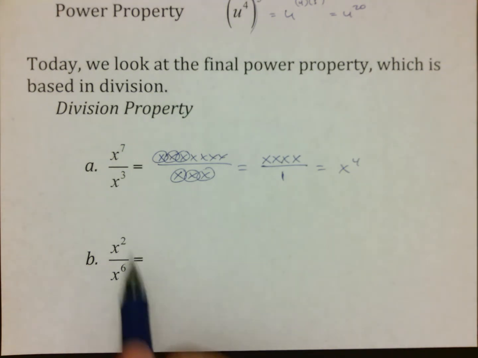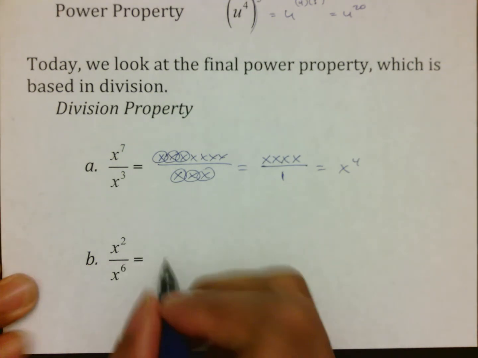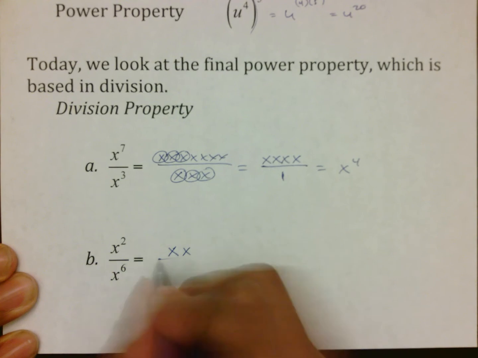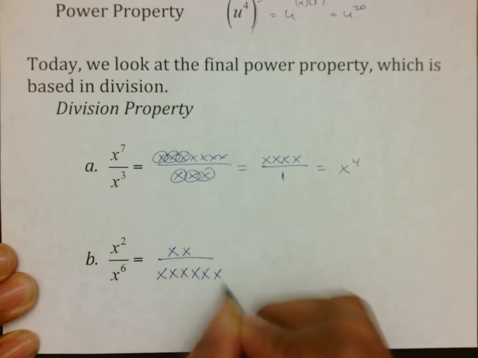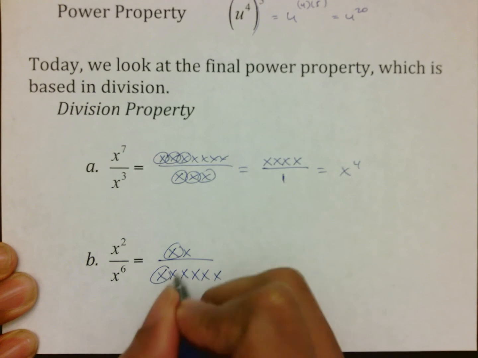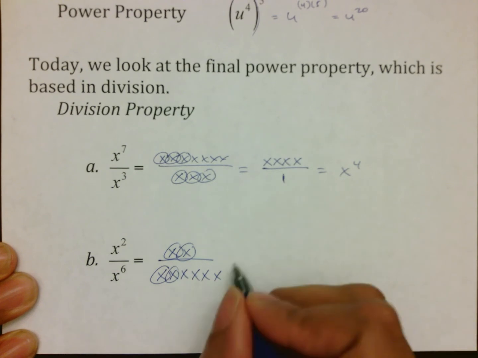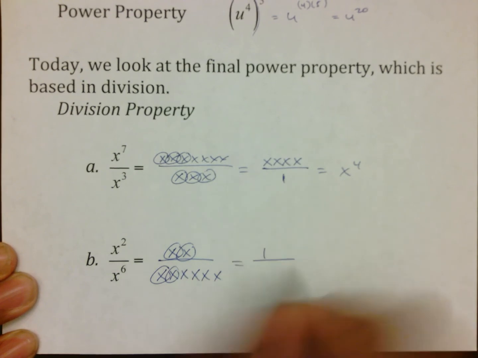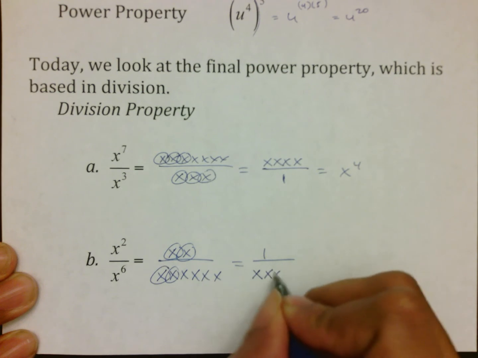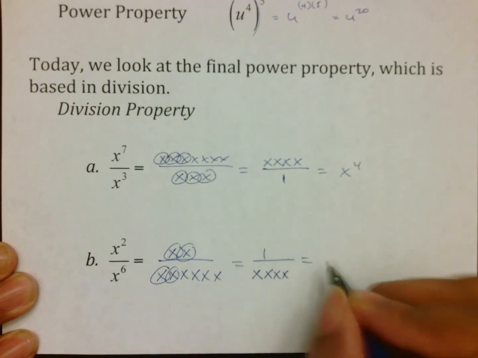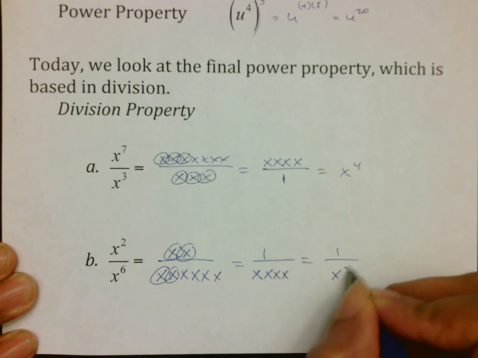If that was another one where we had x to the 2nd over x to the 6th, this means I have 2 x's on top and 6 x's on the bottom. Again, with the cancellation rule, those sets of x's cancel, and what we have now is 1 on top because everything canceled out, with 4 x's on the bottom. And of course that is 1 over x to the 4th.